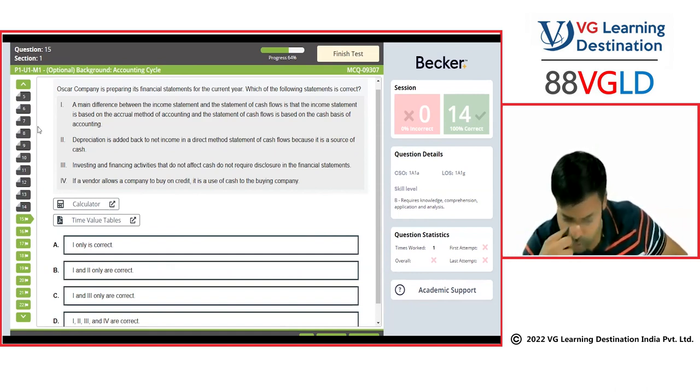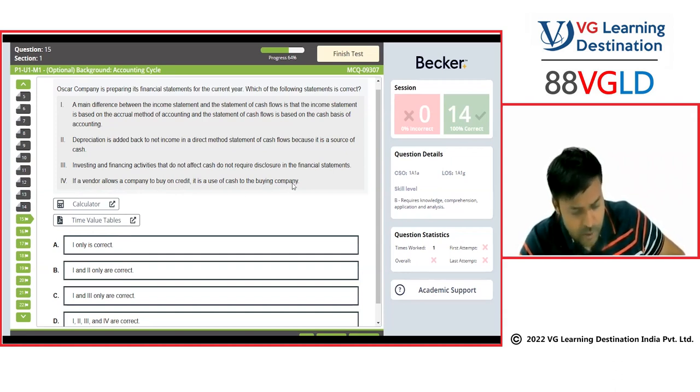If a vendor allows, so that means third is also wrong. So if second is wrong, third is wrong, automatically answer should be A. In that case, I don't need to probably read fourth also, but still let's see. If a vendor allows a company to buy on credit, it is a use of the cash for the buying company. No, it's not. So you're right. A should be the answer. Very nice.